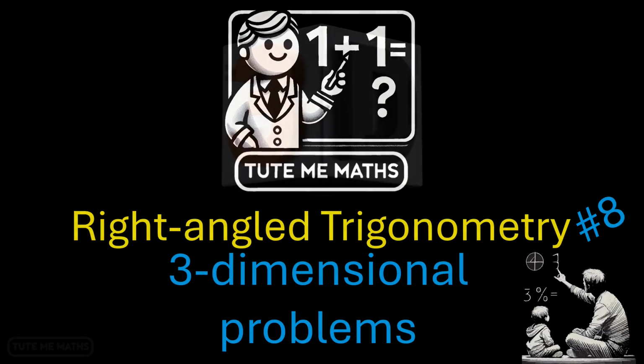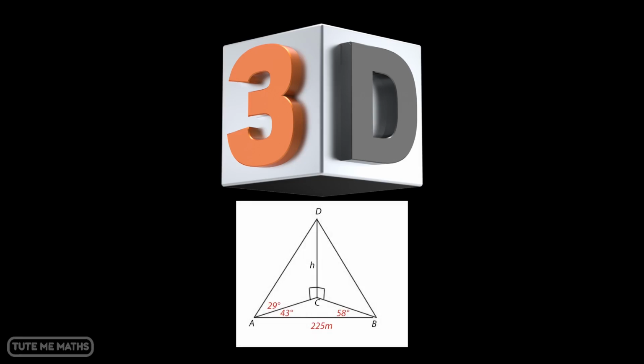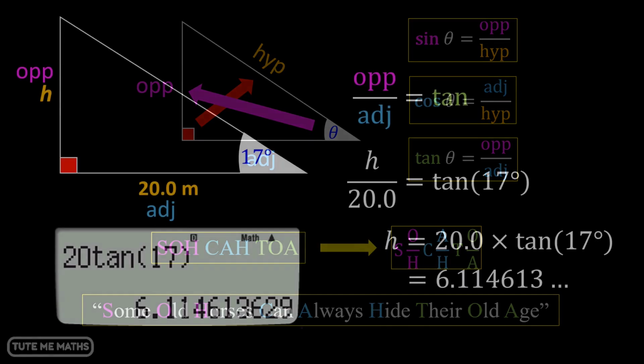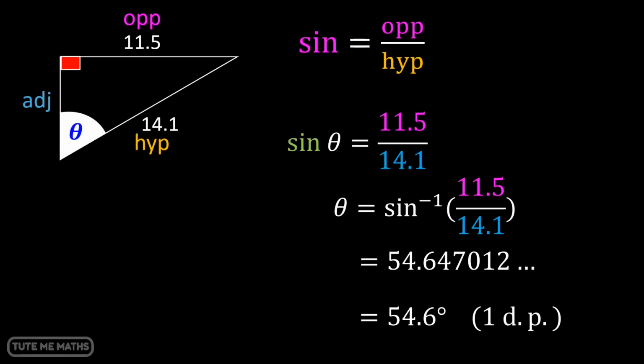This video will focus on using right triangle trigonometry to solve problems involving three-dimensional spaces. Before continuing, make sure you know your trig ratios and can use them to calculate unknown sides and angles in right-angled triangles.